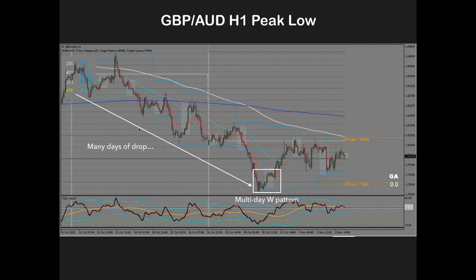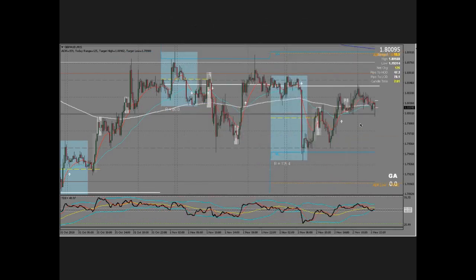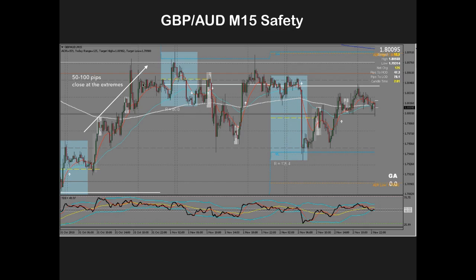So inducement phase, many days of drop. Trap phase, multi-day W pattern. And now let's look for the shift and the safety trade. So on the M15 chart, looking at this, you can see here, where's the shift? Here's the peak low, right? Shift away from the peak low formation, 50 to 100 pips, close at the extremes.